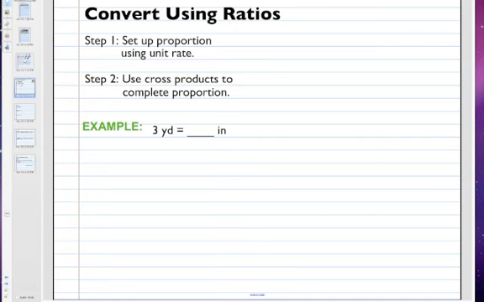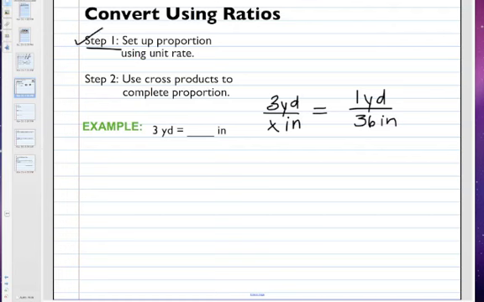So let's say I want to convert 3 yards to inches. My first job is to set up a proportion. So I say 3 yards is to X amount of inches as, and this is where I'll go to my unit rate chart, and I see that I have a unit rate of 1 yard equals 36 inches. Now I've completed step 1.